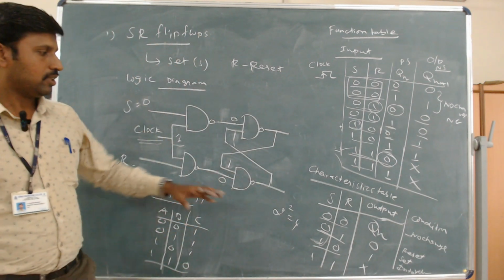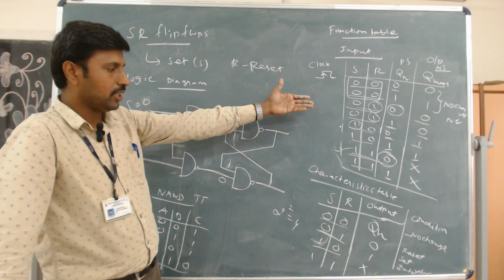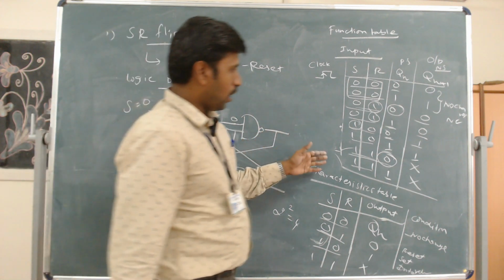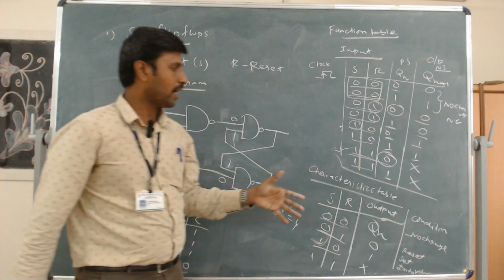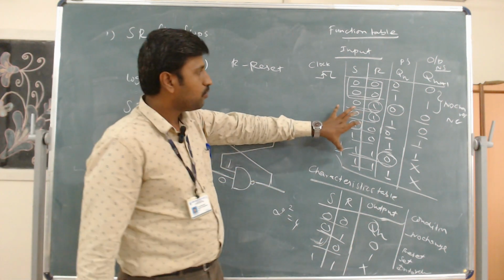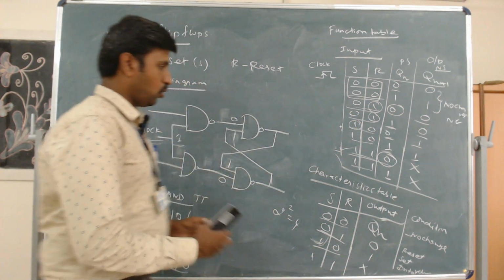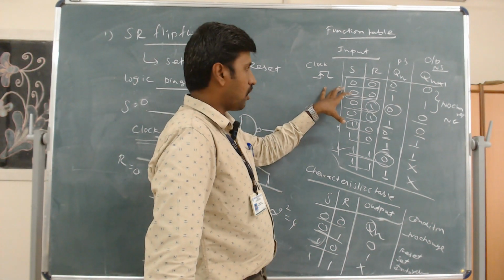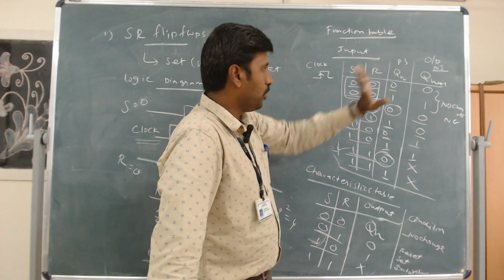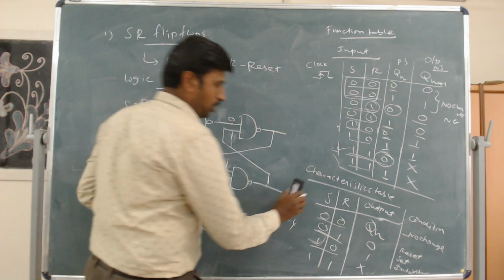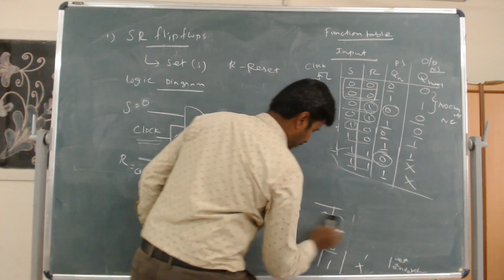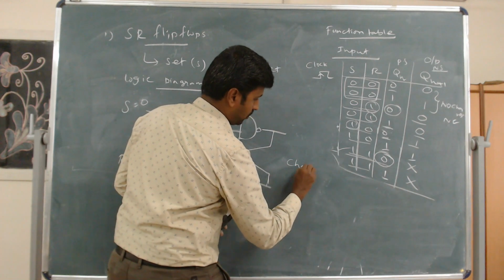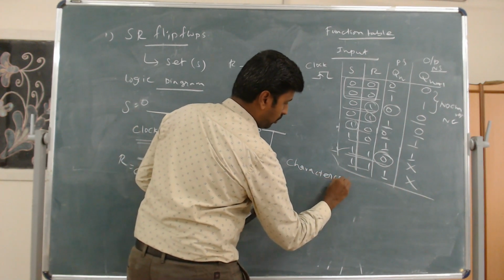So this is a characteristic table. From this function table, I may derive the characteristic table. Now we may derive the characteristic equation of the flip-flop from this function table. To derive the function, we may go for a K-map, a Karnaugh map. We have 3 inputs and the output is Q of n plus 1. The characteristic equation is derived from this function table.